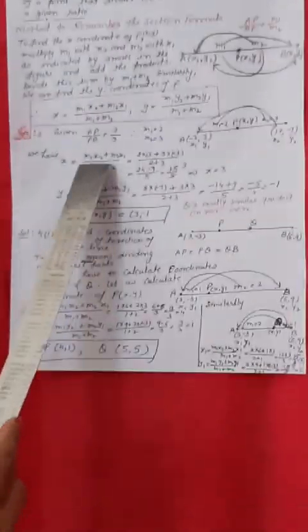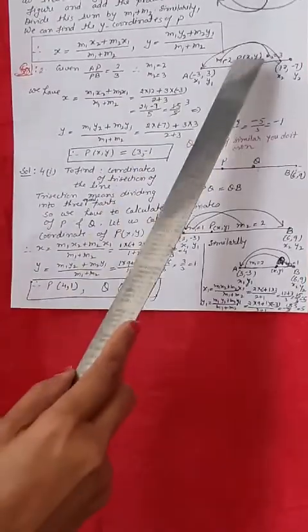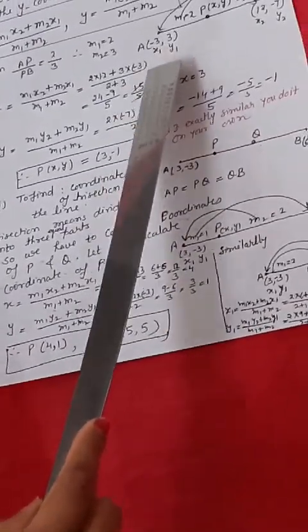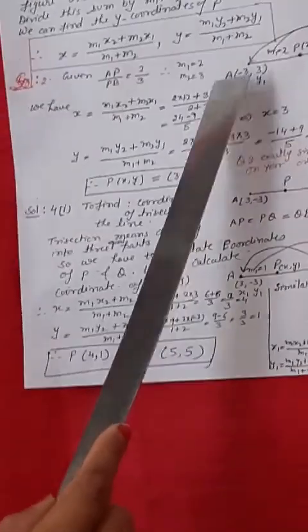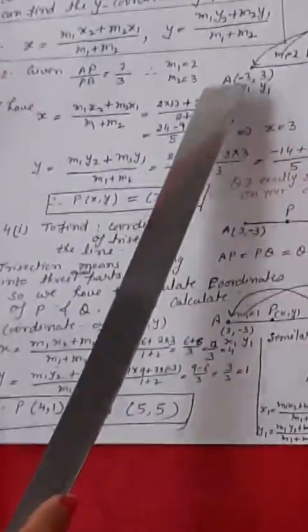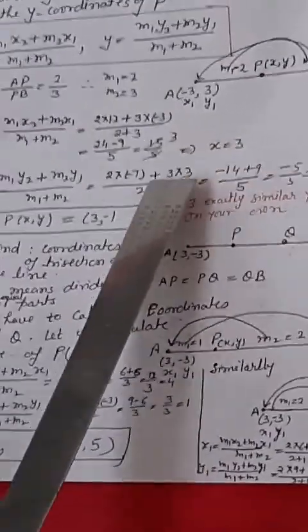Now substitute the values in the formula. M1 is 2, x2 is 12, plus M2 is 3, x1 is minus 3, with the proper sign. Put the negative sign in a bracket. 12 2s are 24, plus, and the product of plus and minus is minus, 3 3s are 9, upon 2 plus 3 is 5. So simplify it, and you will get x is equal to 3.